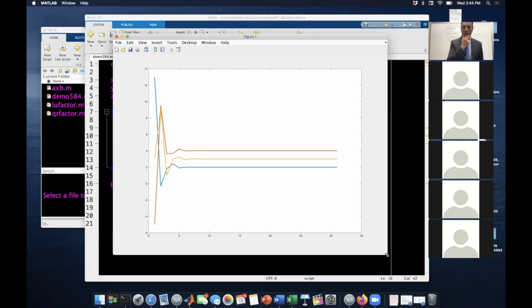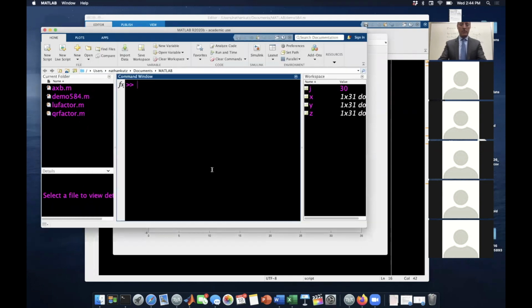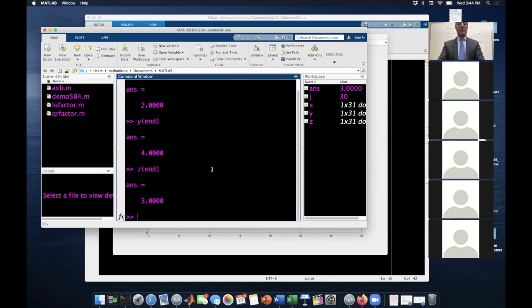And of course, if we want to know what those values are, I can just simply come here to my terminal and say, what's the last value of x? It's 2. What's the last value of y? 4. What's the last value of z? 3. So it's converging to 2, 4, and 3.